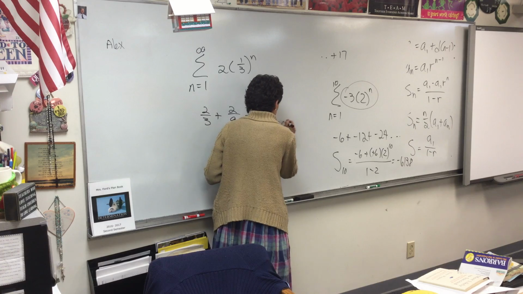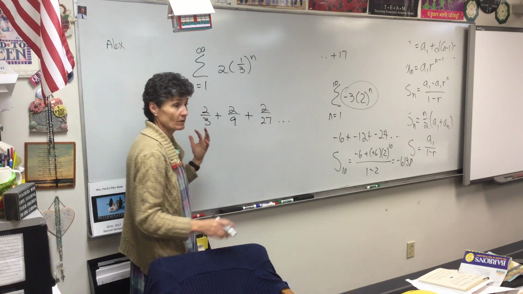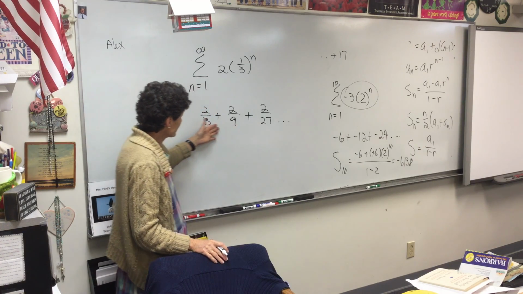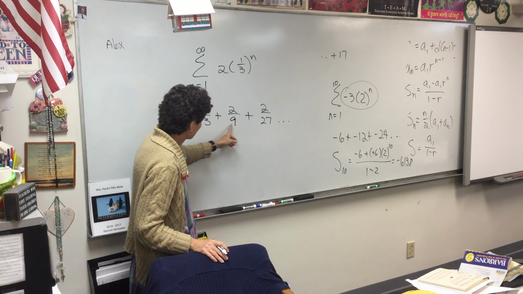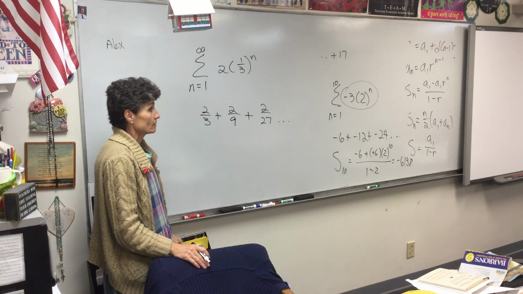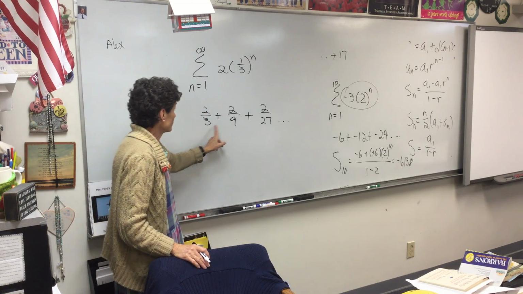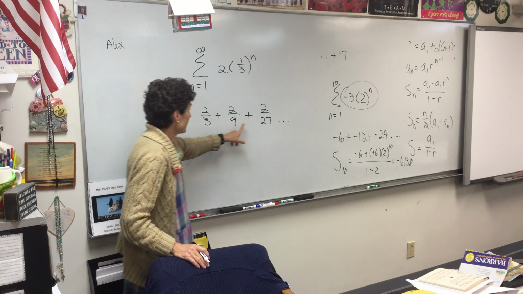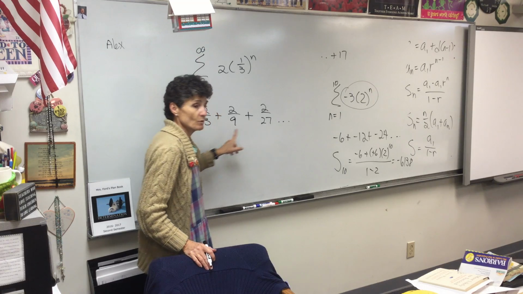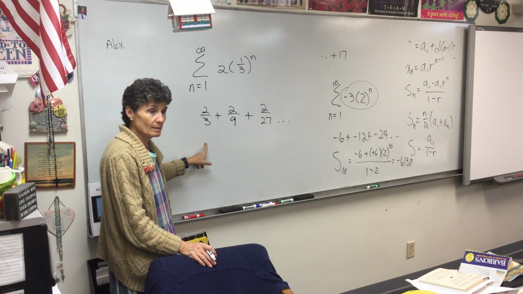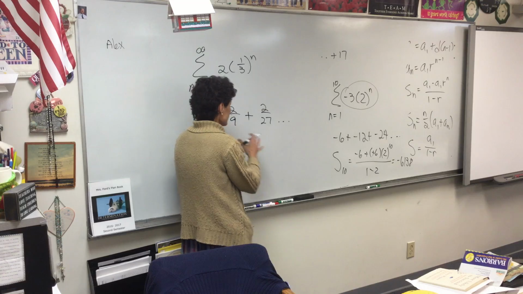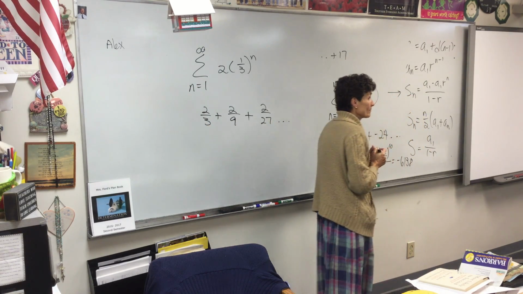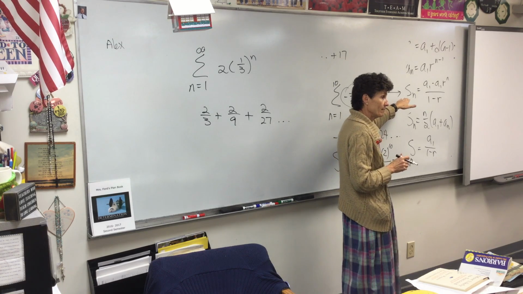Now we could keep going, and you need to keep going until you figure out what's going on. Is this enough? Can you see what's happening here? How are we getting from term to term? I'm multiplying by 1/3, and by 1/3 again. So this is geometric. Now, sigma, sum. This formula is your geometric sum formula, but you can't use it.